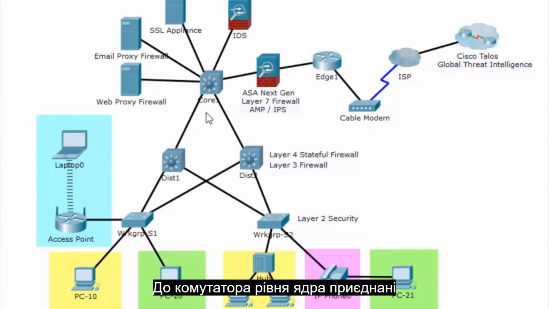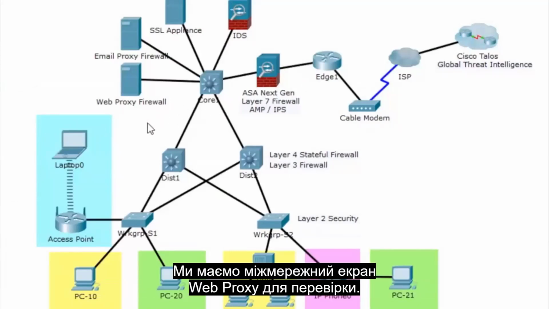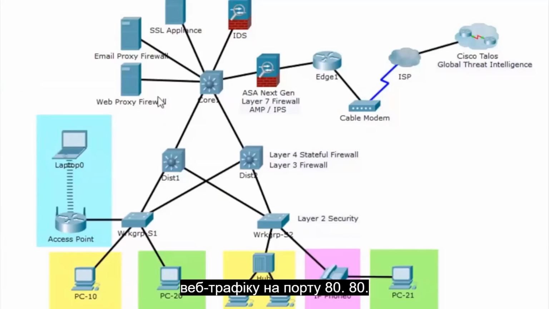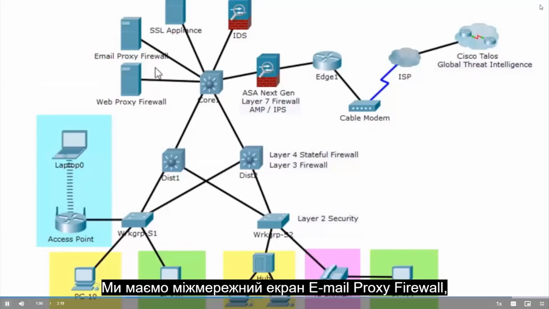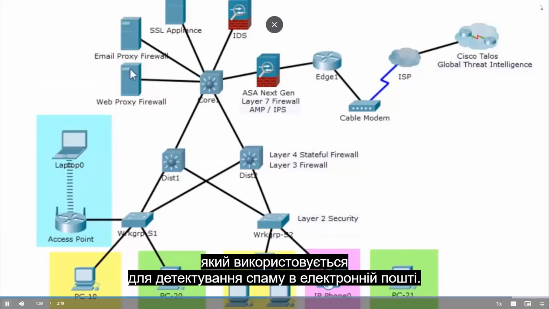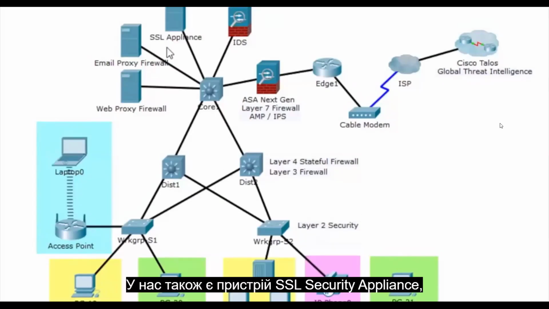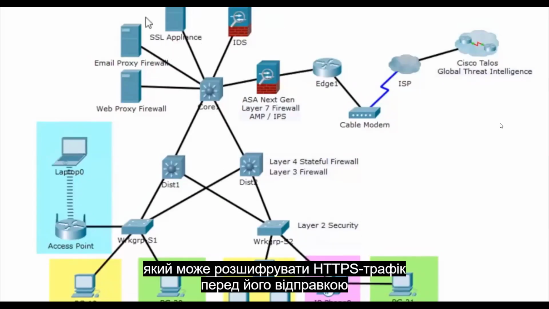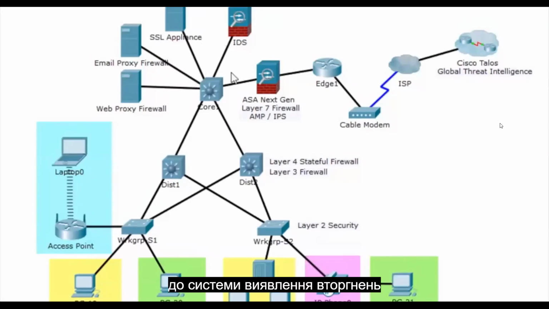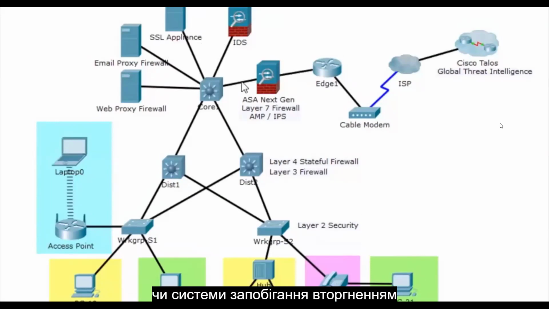Attached to the core switch, we have some proxy firewalls that will inspect traffic prior to sending it out towards the internet. We've got a web proxy firewall for inspecting web traffic on port 80. We've got an email proxy firewall, which is used for spam detection against email. We also have an SSL security appliance, which can decrypt HTTPS traffic before sending it on to the intrusion detection system or the intrusion prevention system.